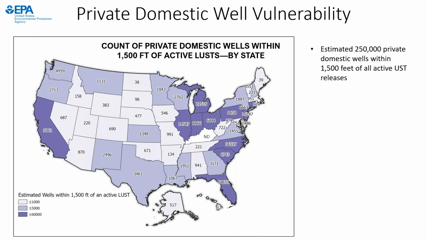And then Frank touched on the fact that this application contains information on private domestic wells and the proximity of private domestic wells to releases and tanks. This is just a map of the number of private domestic wells within 1,500 feet of all active leaking underground storage tanks, by state. And you can see the spatial distribution here, and you can see Florida has almost 60,000 private domestic wells near active releases. And then we estimate that there are 250,000 private domestic wells within 1,500 feet of an active release in the country.